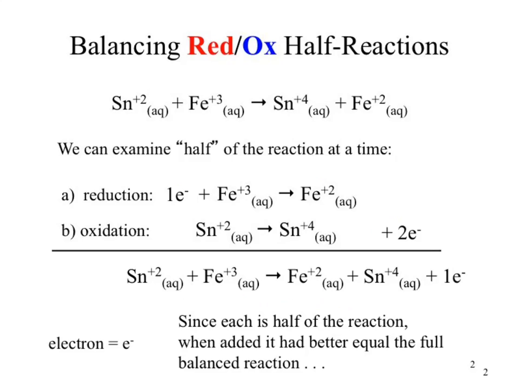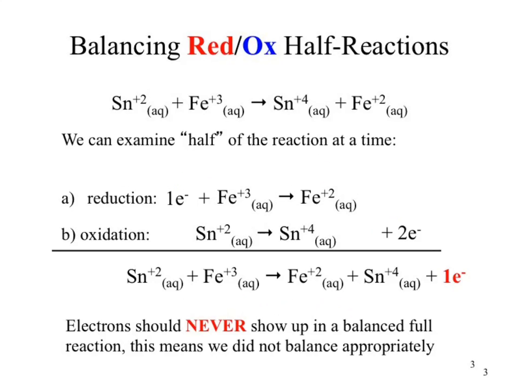We get this equation. Charges balance. Everything looks okay. Atoms match up. But we've got a problem here. That problem is that electron. When have you ever seen an electron sitting around by itself? You don't. Charges are incredibly unstable.